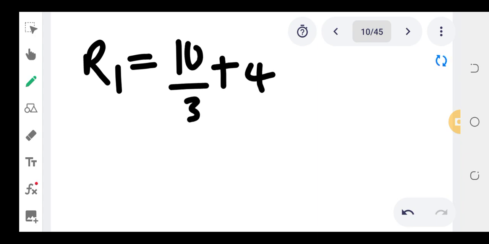So having combined that, what are we getting? We must get 10 over 3 plus 10 over 3 plus 4. So we are getting 22 over 3 ohms.